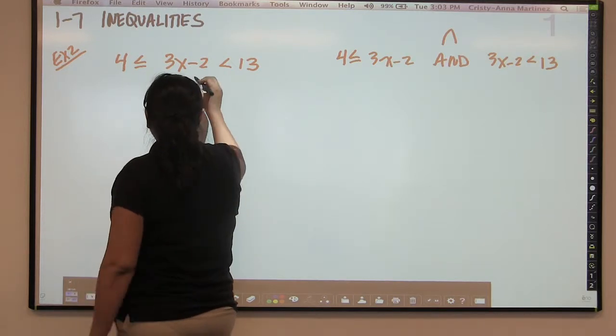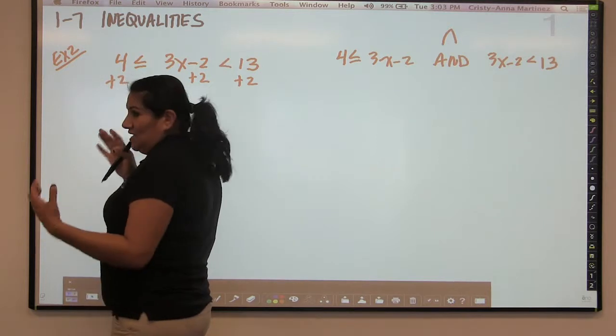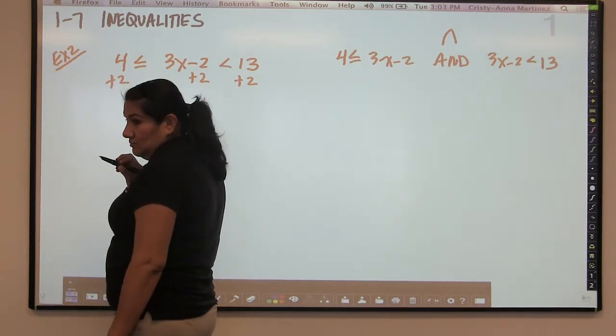All right, so we're going to go plus 2, plus 2, plus 2. So see, Ethan, you don't actually have to do 2 separate cases. You can just do it all at the same time. And you're not even writing this down.